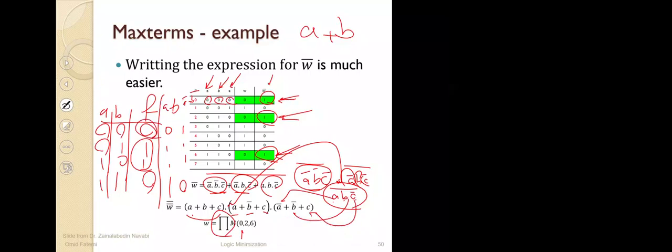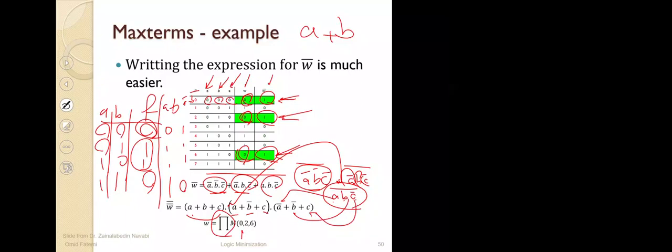Why do we get 0 to 6 for W? Okay, for W, the maxterms are 0 to 6. The minterms are 1, 3, 4, 5, 7. Capital M is maxterm, small m is minterm. I am saying midterm because you have a midterm.